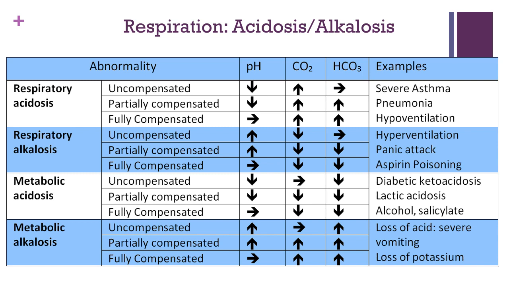Partially compensated is the carbon dioxide goes down, pH is up, and our bicarb levels go down because we're starting to compensate. And by the time we're fully compensated, our pH has neutralized, even though our carbon dioxide levels are low, and our bicarbonate levels are proportionately low in order to balance this out.